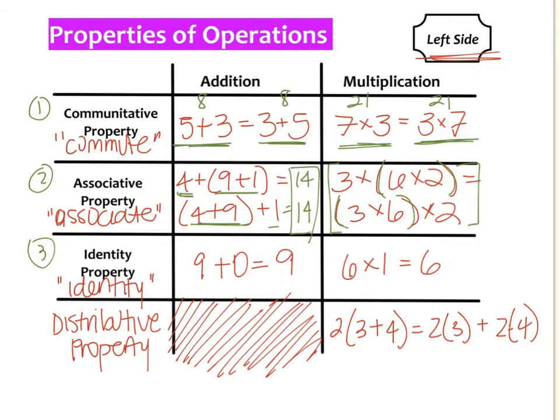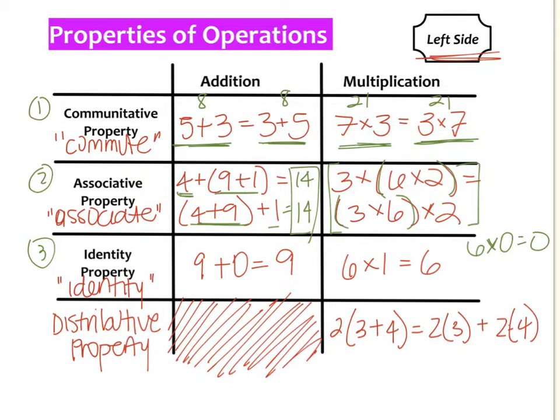What happens if I multiply it by 0? Do I get 6? No. If I do 6 times 0, I'm going to get 0. So that's why with multiplication, the identity property talks about 1, because any number times 1 will give you itself, will get you the identical number.